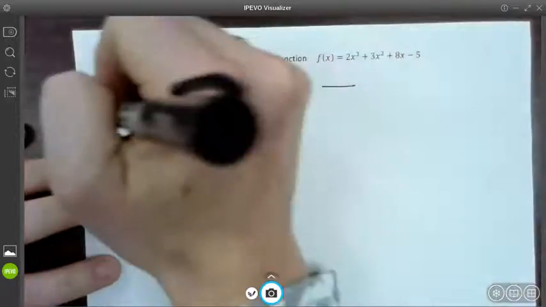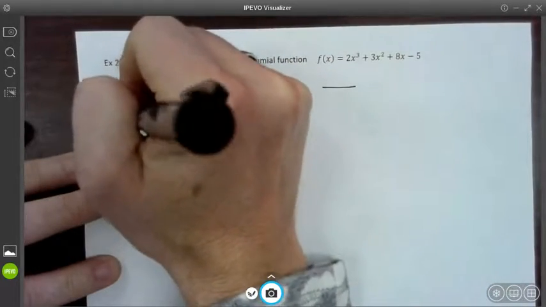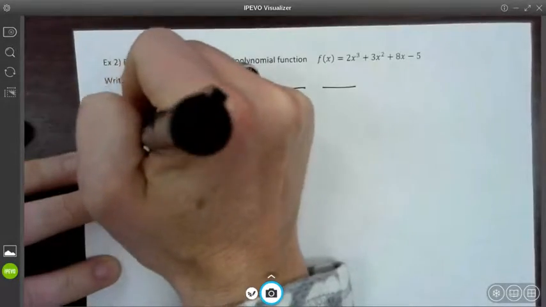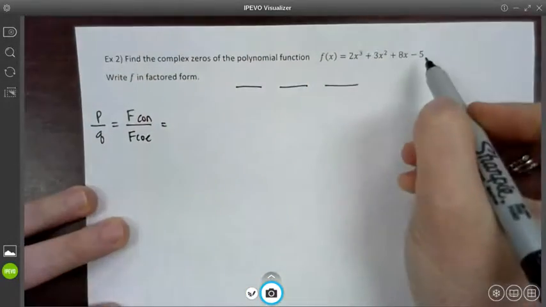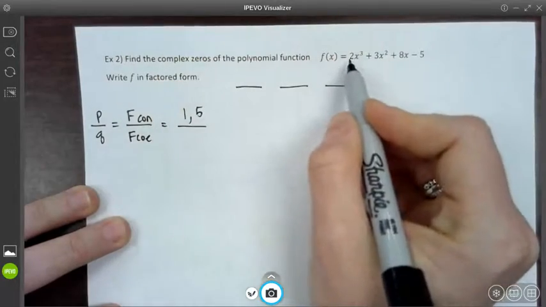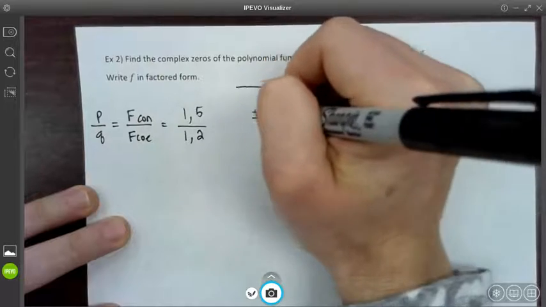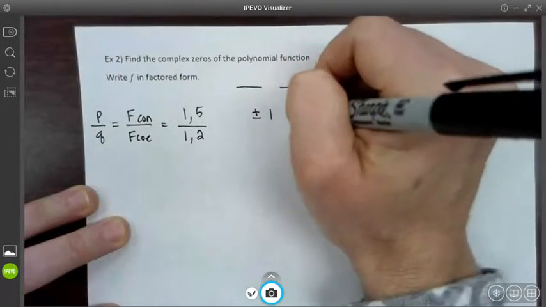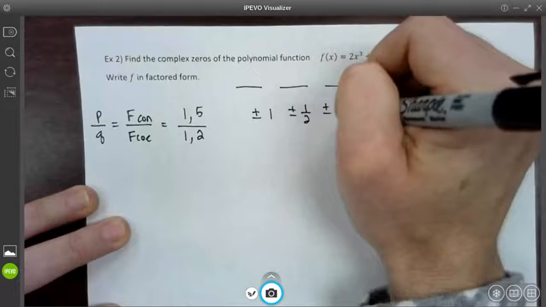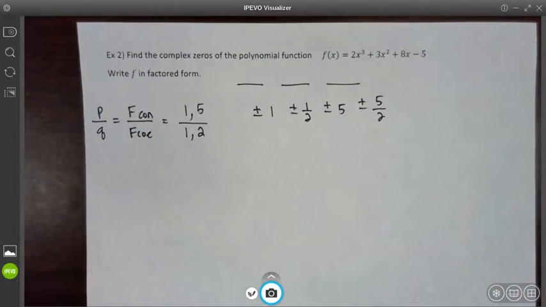All right, so let's make our list of P's and Q's. Factors of the constant over factors of the leading coefficient. So I need factors of 5, 1 and 5, over factors of the leading coefficient 2, 1 and 2. So it's not going to be a very long list of options: plus or minus 1, plus or minus 1/2, plus or minus 5, plus or minus 5/2. Well, let's look at the graph to see which one we want to use.